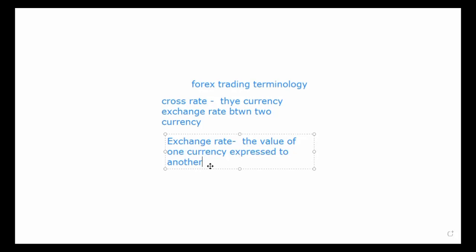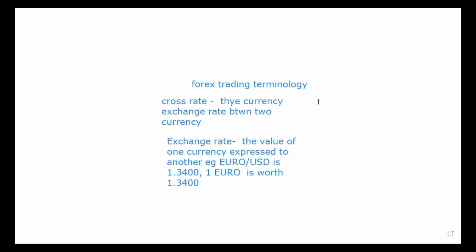For example, we might have Euro stroke USD. Which value can we see? You can say 1.3400. So this is the exchange rate, which means 1 euro is worth 1.3400, isn't it? So this is the exchange rate.